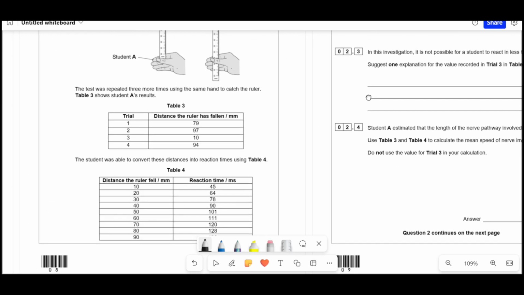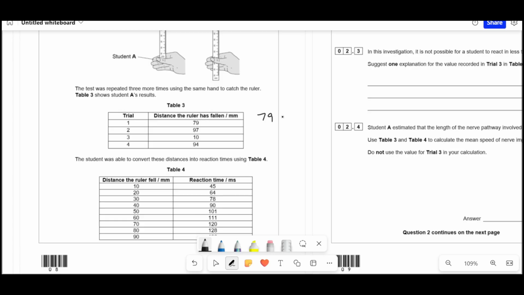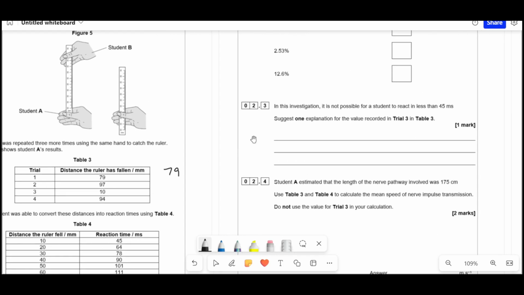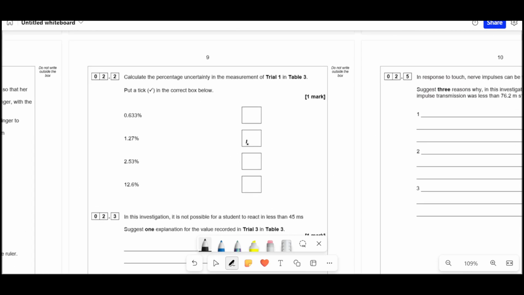If you look at trial 1, they've measured 79 as their measurement. It's a millimeter ruler, so the uncertainty is going to be plus or minus the smallest increment, which is 1 millimeter. To work out the percentage uncertainty, it's your smallest increment divided by the actual measurement you took, times by 100, which gives you 1.27, or 1.265 and so forth, and that's going to be this one here.